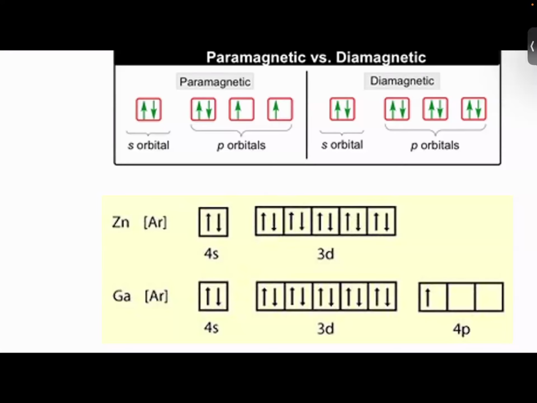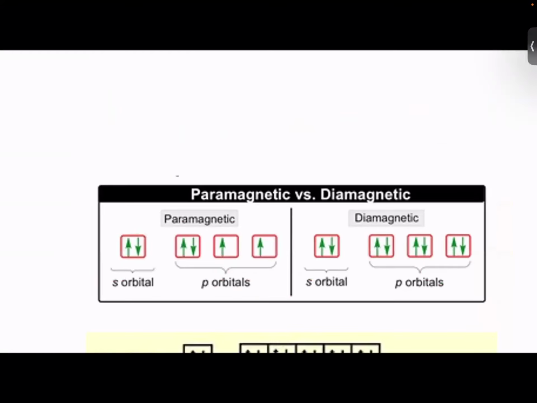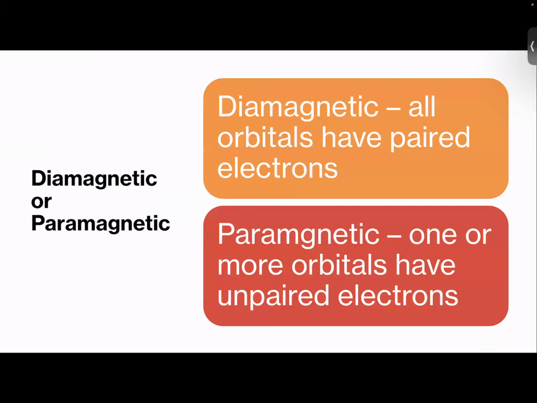In this example, zinc is diamagnetic because everything got paired. Gallium, however, is paramagnetic because somebody's unpaired. And I will close with this slide, which just gives you the rules. There's a lot of information built into those box diagrams and electron configurations, and it is important to be able to work with them.